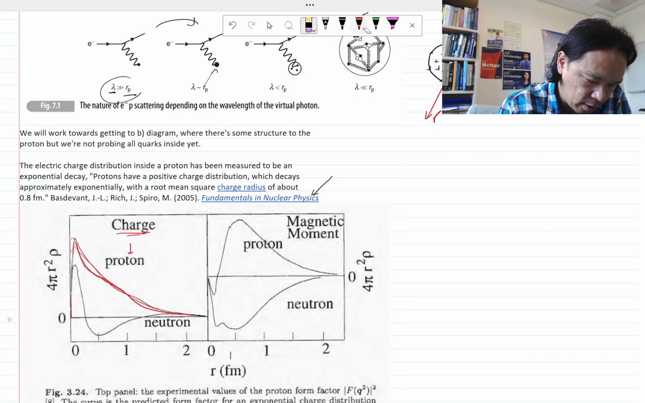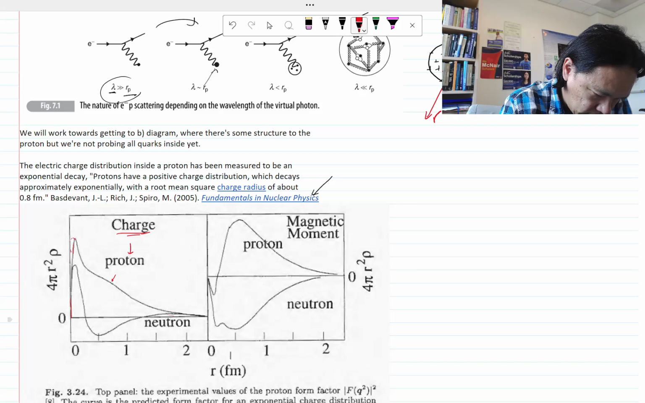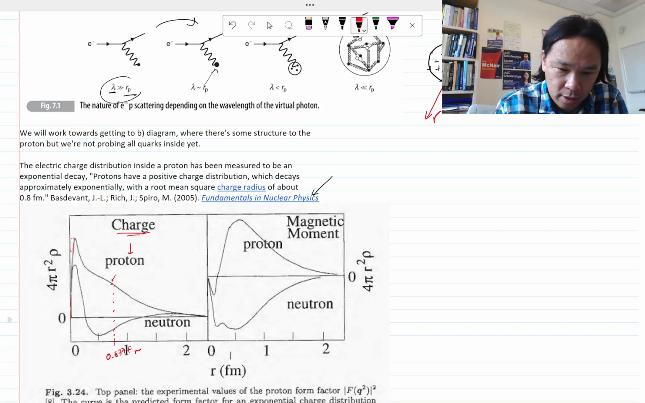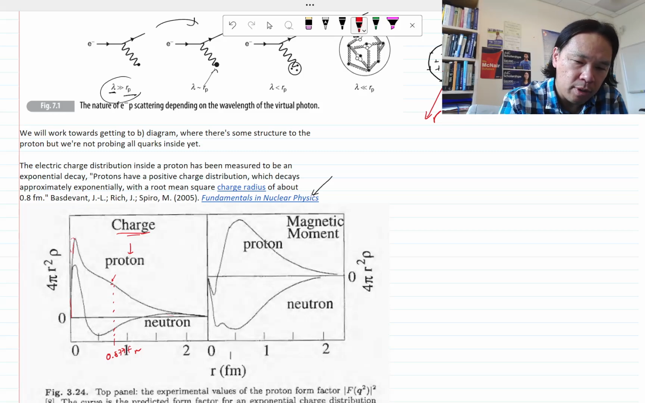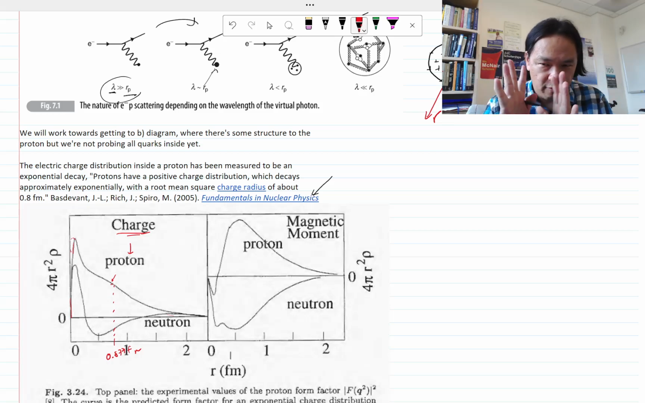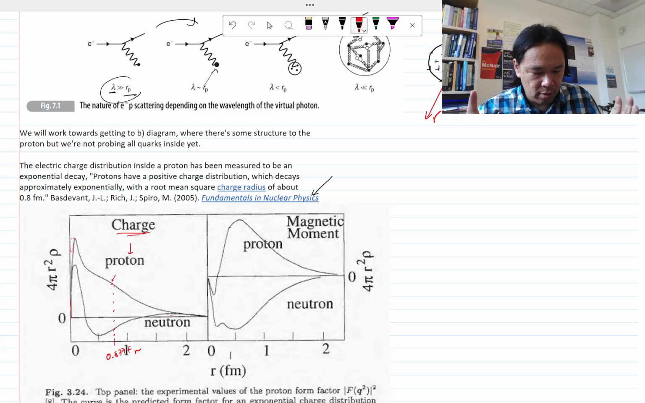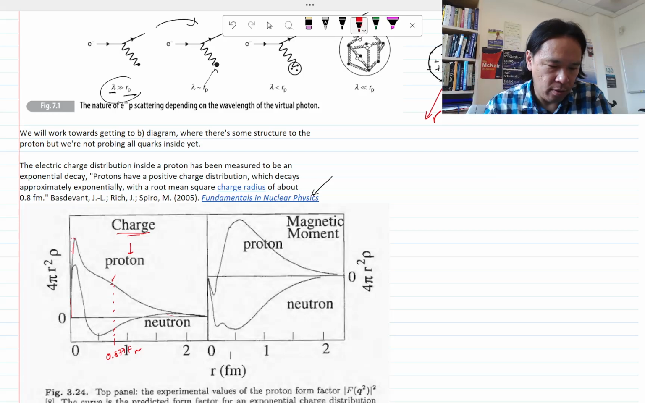That's what we're going to model it as. There is this kind of edge effect here. In fact, right here, 0.877 femtometer is actually the mean radius of the proton. This is where we think the proton actually ends. Okay, there is some charge remaining outside, because all these objects are not finite, discrete things. There's some fuzziness to it, right?